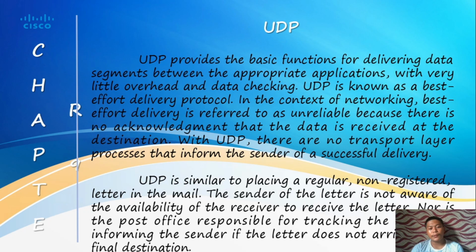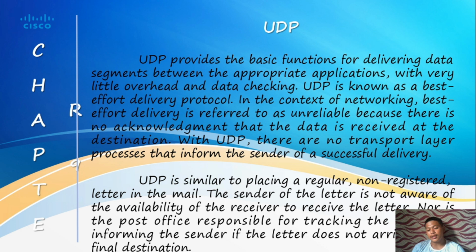UDP. UDP provides the basic functions for delivering data segments between the appropriate applications, with very little overhead and data checking. UDP is known as a best effort delivery protocol in the context of networking. Best effort delivery is referred to as unreliable because there is no acknowledgement that the data is received at the destination. With UDP, there are no transport layer processes that inform the sender of the success of delivery. UDP is similar to placing a regular non-registered letter in the mail.